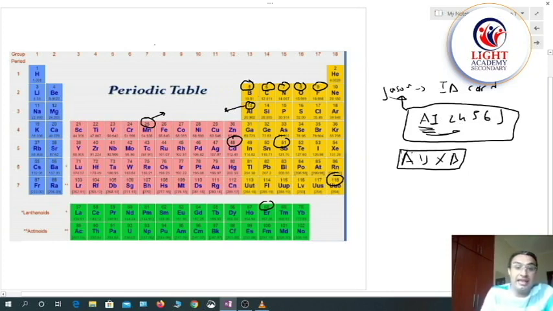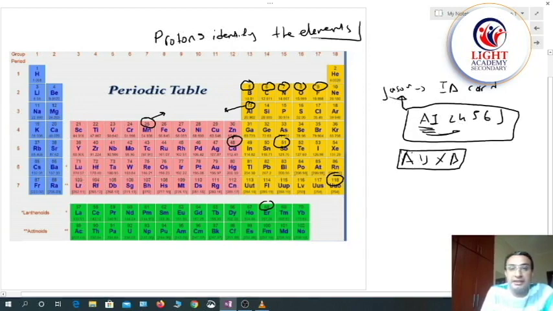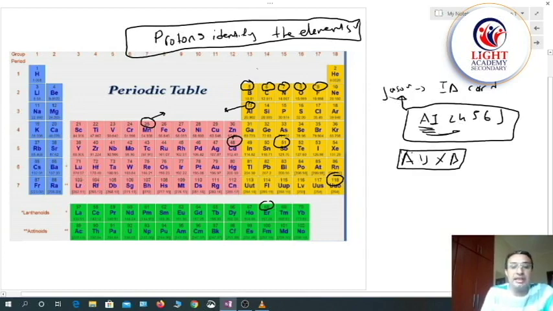So what we can say, protons identify the elements, like our ID numbers, okay? So the function of proton is very important and significant. So what we know, a proton number can help us to identify the elements.